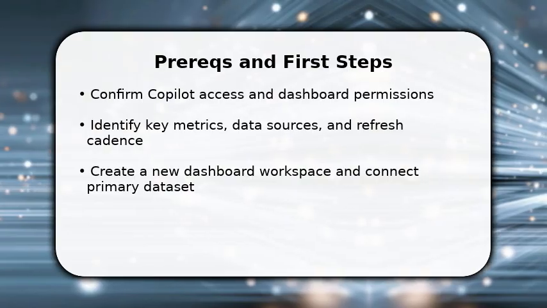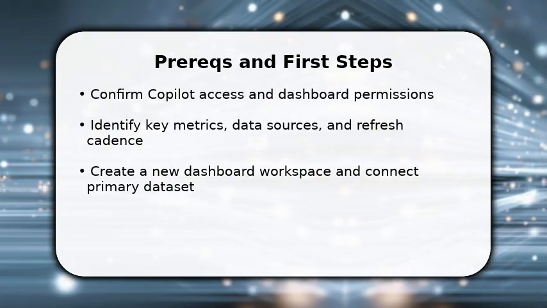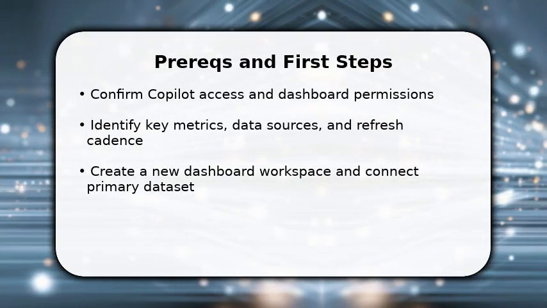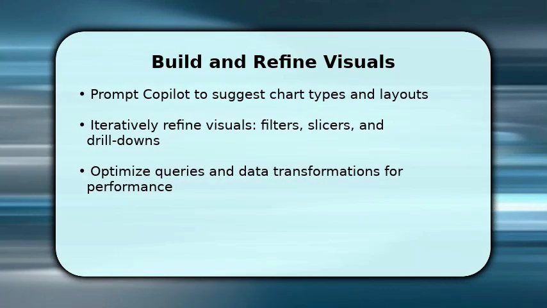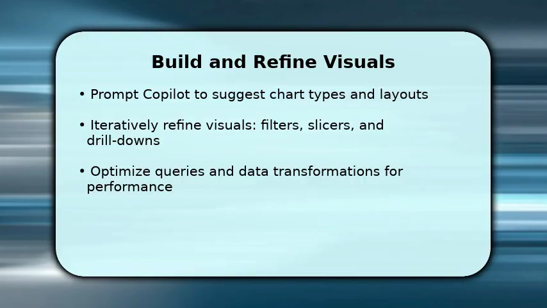You should also tag important tables and columns to guide suggestions. This makes Copilot's initial recommendations accurate and immediately actionable. Now prompt Copilot to suggest chart types and a layout, explaining the audience and decision goal so recommendations match intent.